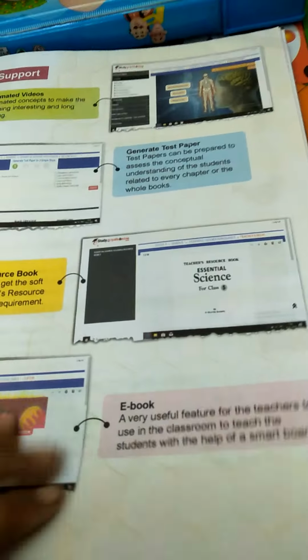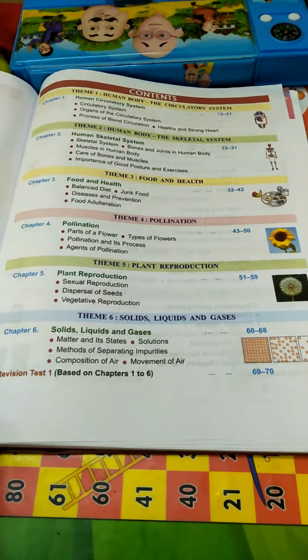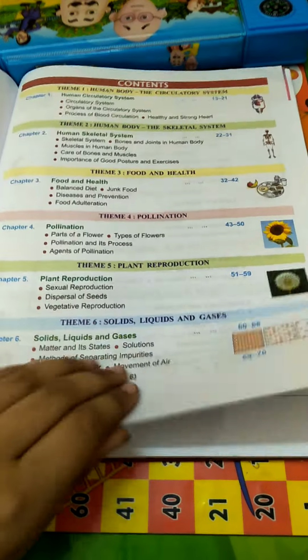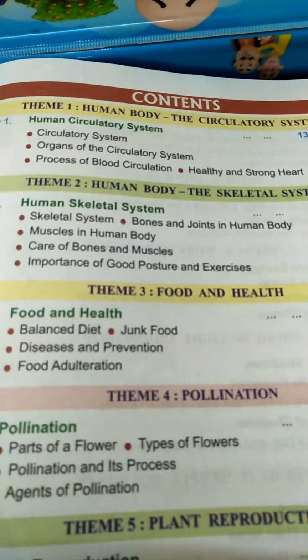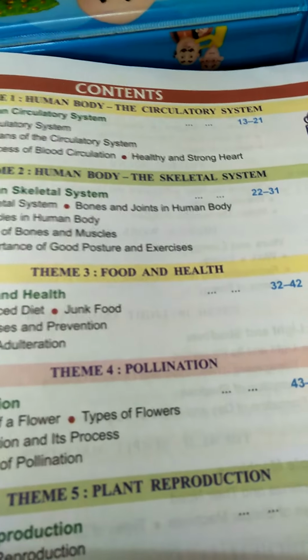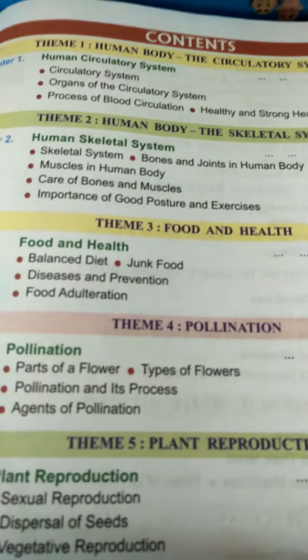One more page, and this is our index. You can stop the video and see what is in this index. Now this is the second page of the index. Today we are going to do the first chapter, which is Theme 1, the human body, the circulatory system, from page number 13 to 21.